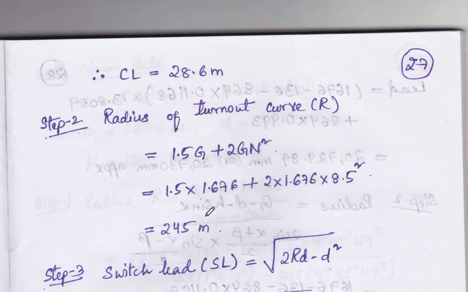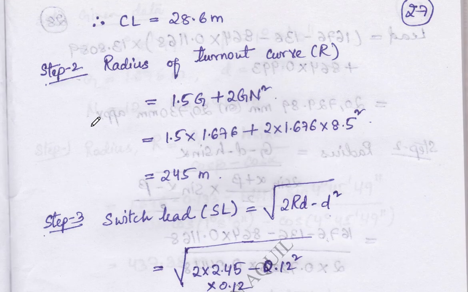Next step. Step 2, what do we have to calculate? Radius of turnout for curve, capital R, which can be calculated by the formula 1.5 into capital G plus 2n square into G. By substituting values, we have calculated the capital R value.